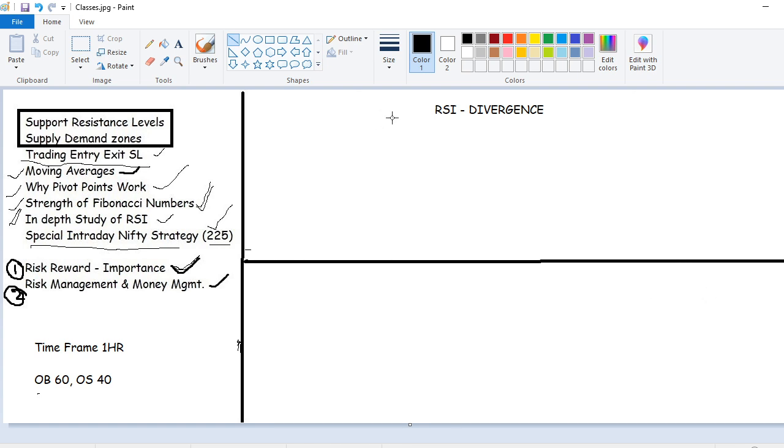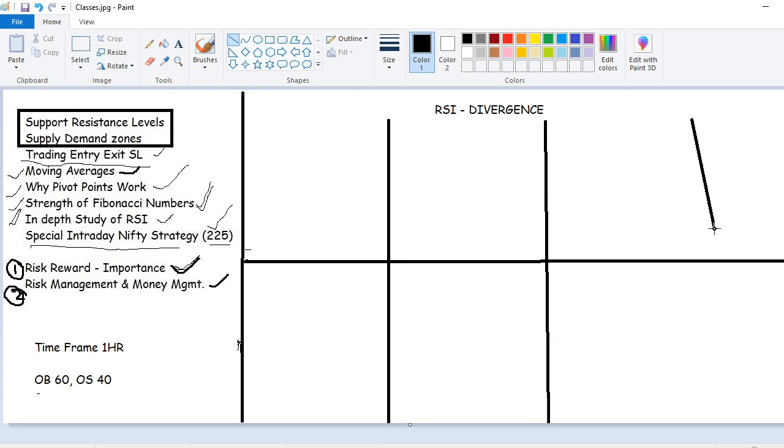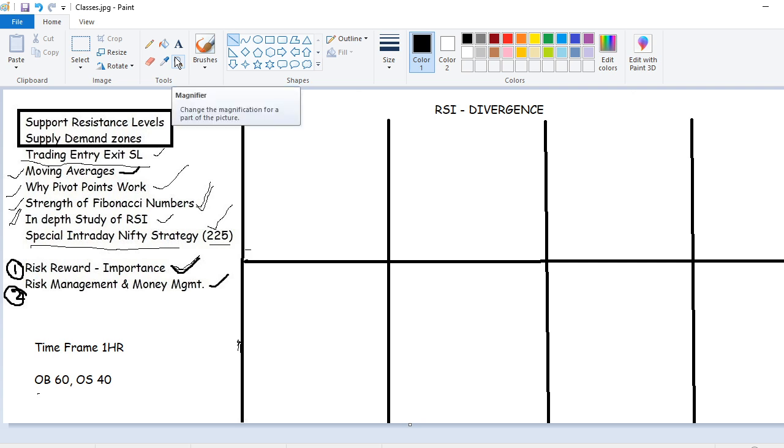Perfect. Now we split it. As I told you, I'm going to explain in this video about hidden divergence also. So let's make it 4. Previously I explained only 3. Now I made it 4. So once this video is uploaded, I'll delete the previous video. Okay, so don't get confused and don't check the previous RSI video.